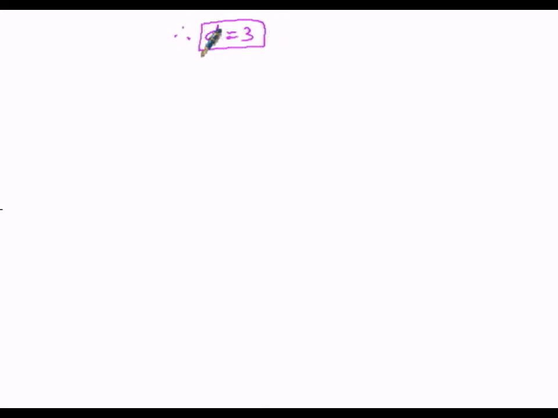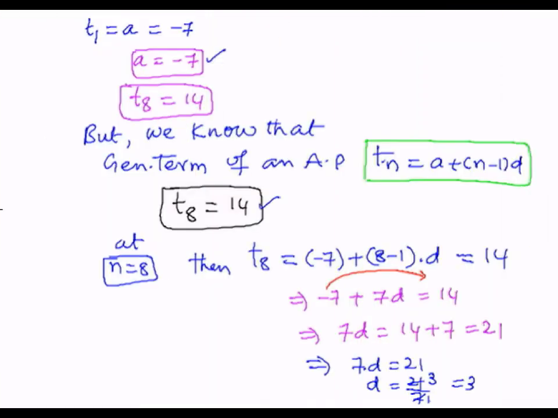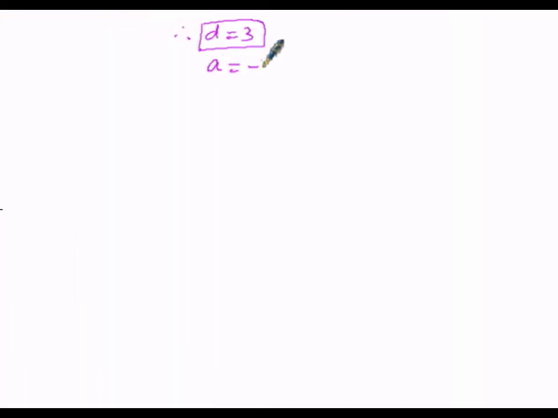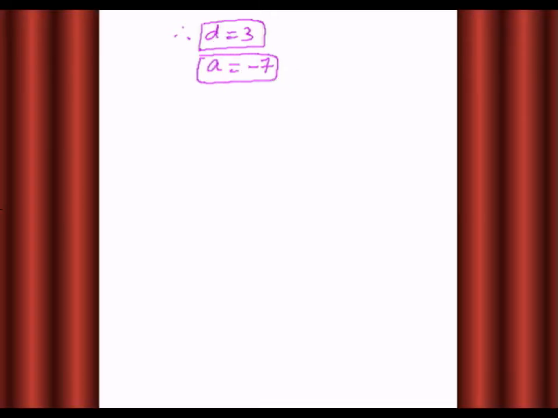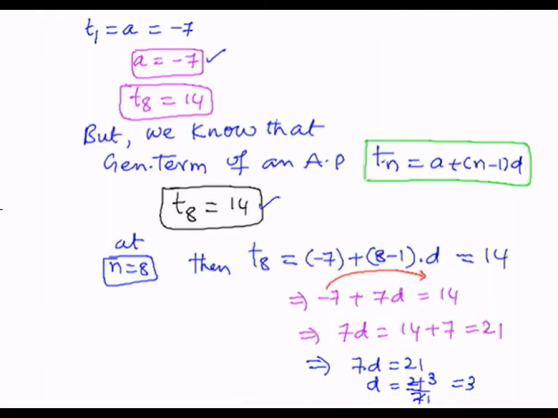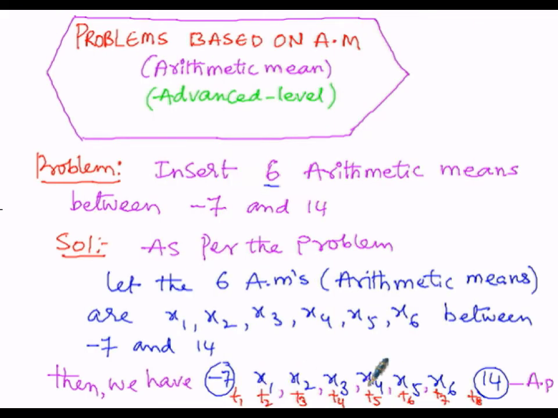We already know that a equals -7 and d equals 3. As per the question, we have to find the arithmetic means x1, x2, x3, x4, x5 and x6. x1 is the second term, x2 is the third term, and x6 is the seventh term. In order to find x1, we have to find the second term.